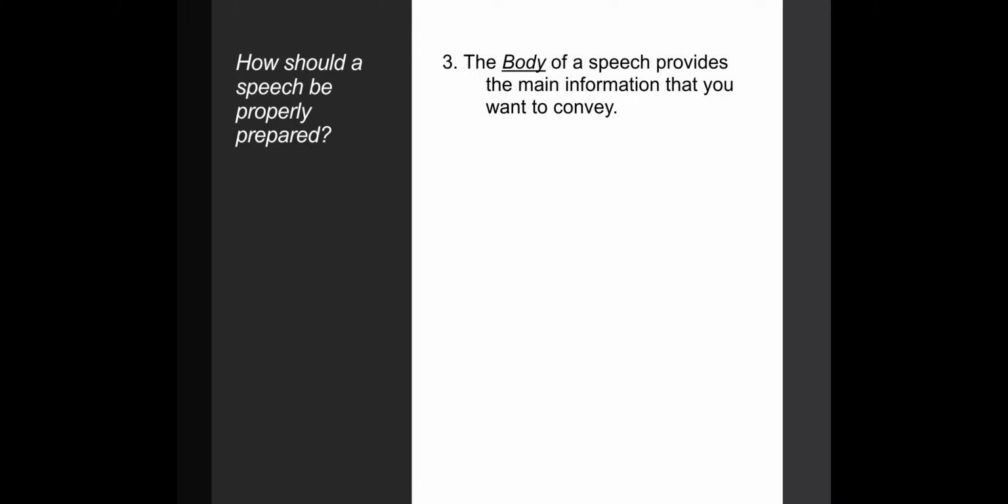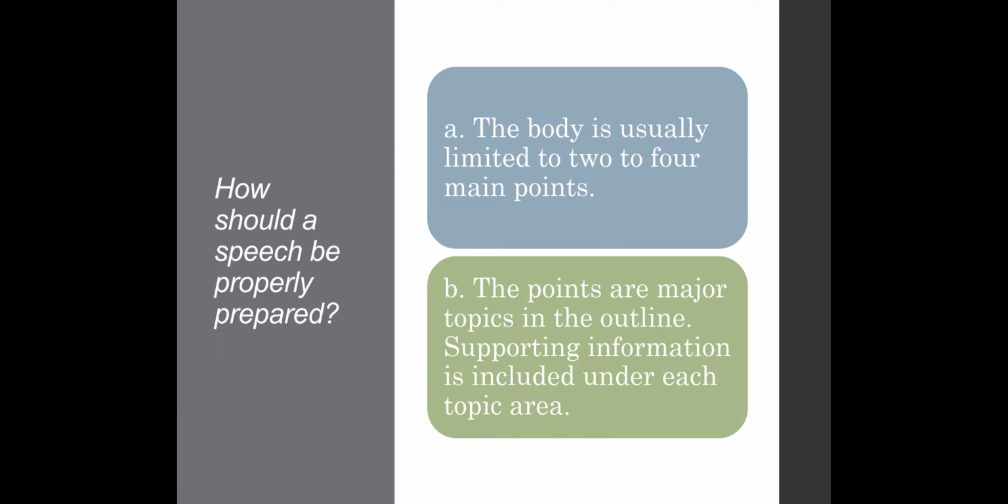The body is the next part. That's where the main information is stored, and that's the main information that you want to convey. It's usually limited to from 2 to 4 main points. So you're just covering those points, and they're the major topics in your outline that support information included under each topic area.